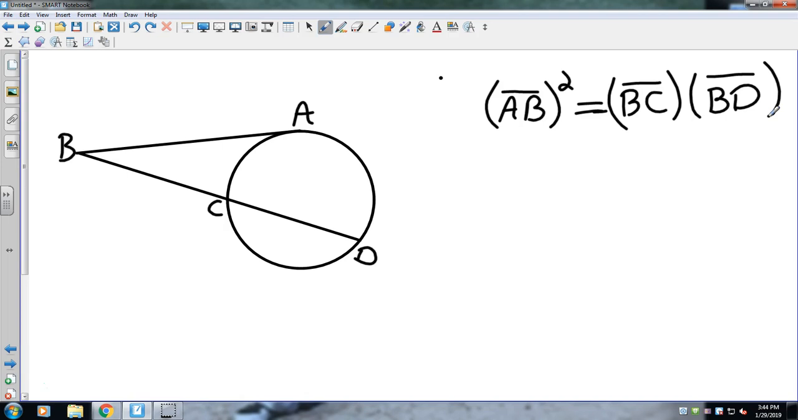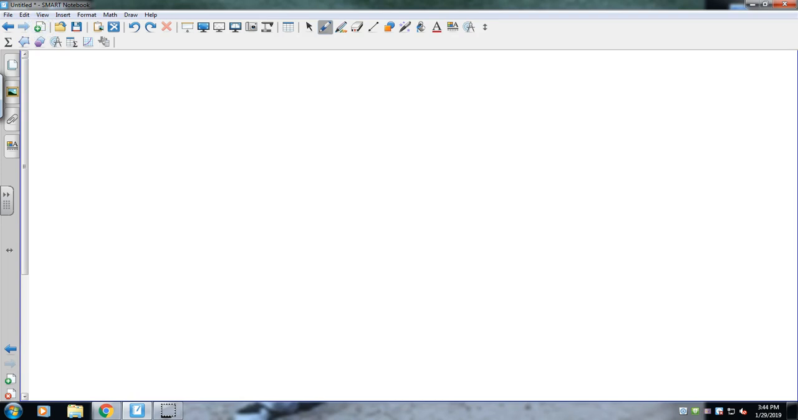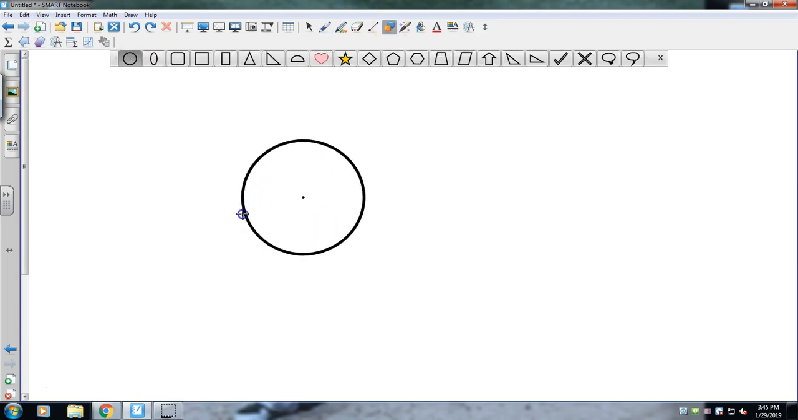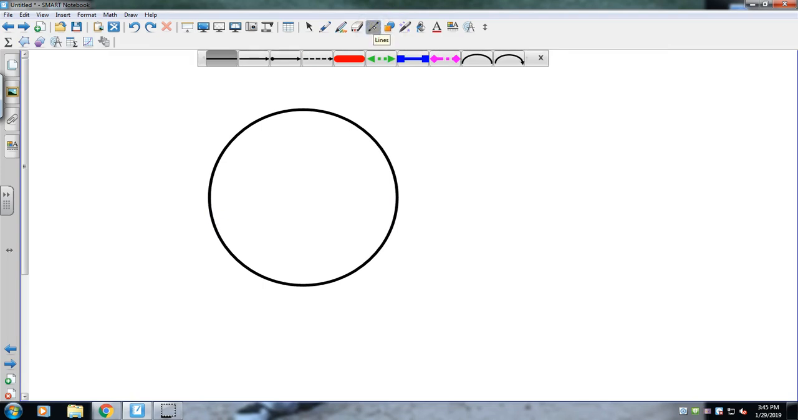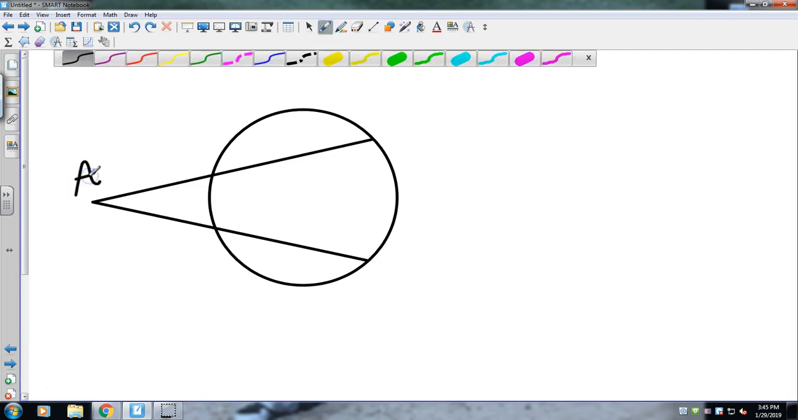And probably should have done the two secants one first. I'm kind of out of order, but that's okay. So let's go to the next one where we're going to have two secants. And I'm going to go ahead and draw them with endpoints. So we're going to have an endpoint here, endpoint there. Let's label this up. Kind of gave you a little foreshadowing of what's going to happen here.